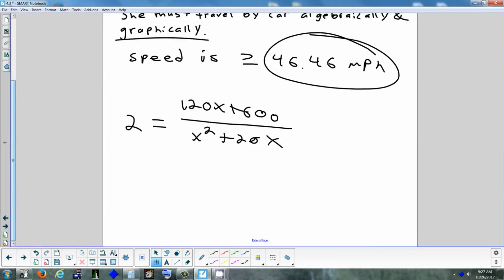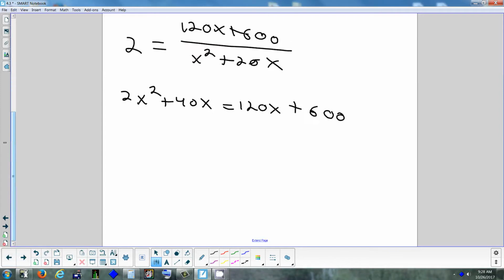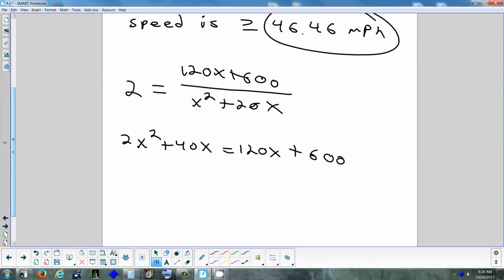Tessa, what would be my first step? What would you multiply each side by? Exactly. If you multiply each side by the denominator, that's going to at least get rid of that fraction. So you'd have 2x squared plus 40x equals 120x plus 600. And now, what kind of equation do we have?